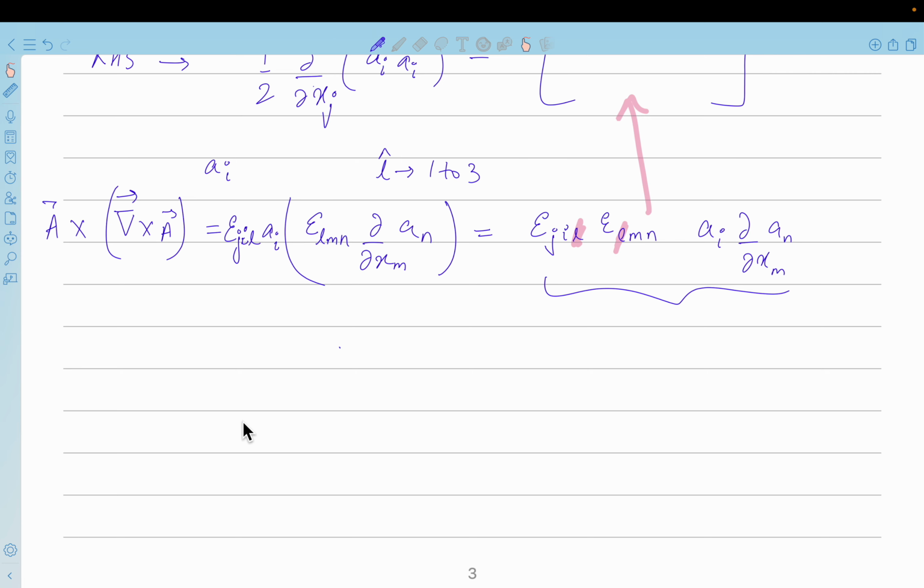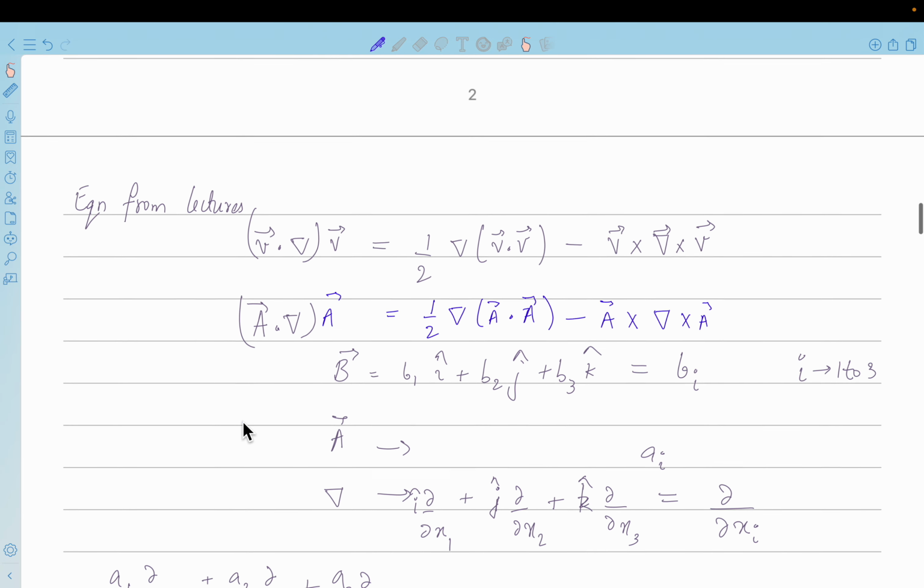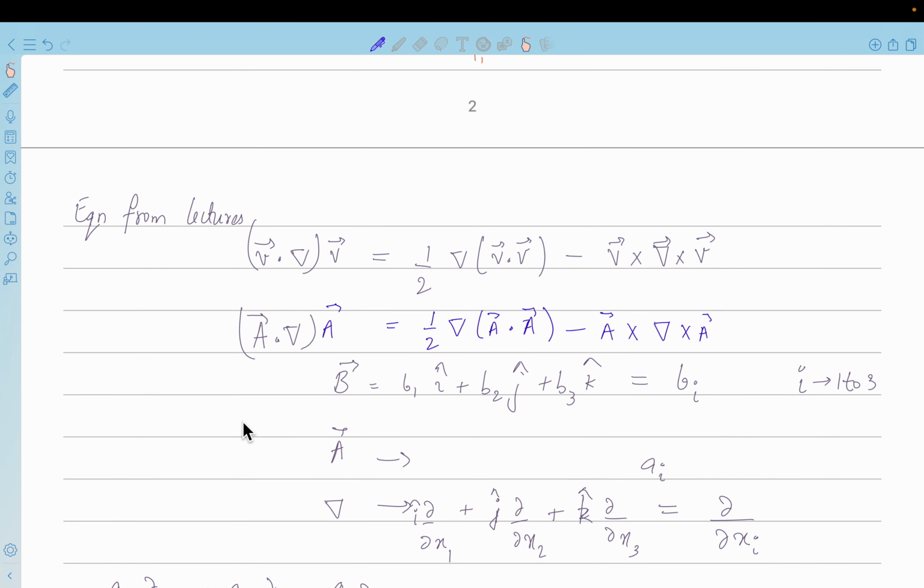I think I can direct you to try and do it. Why don't you try and do it on your own? There is a lengthy derivation. You have to basically start from the right hand side.